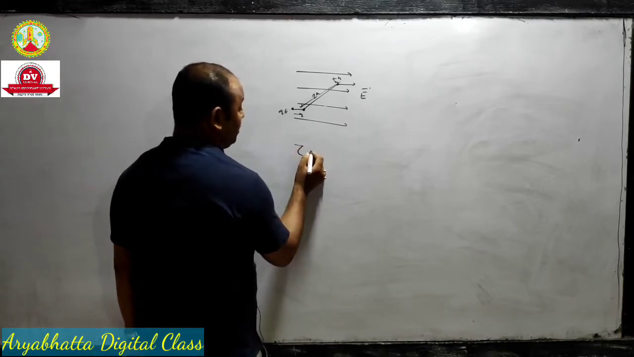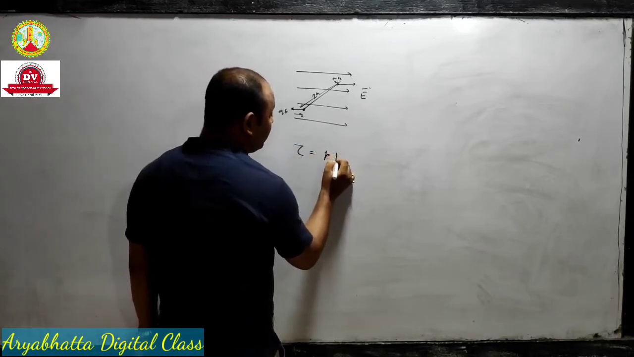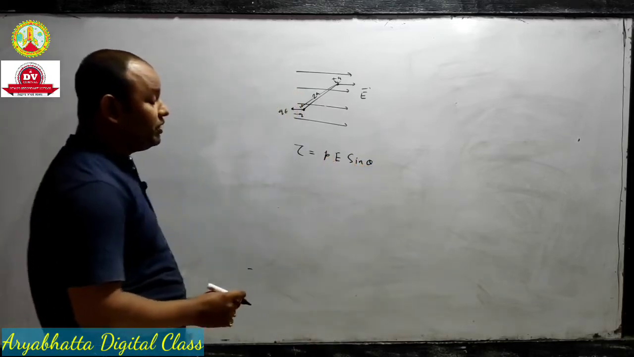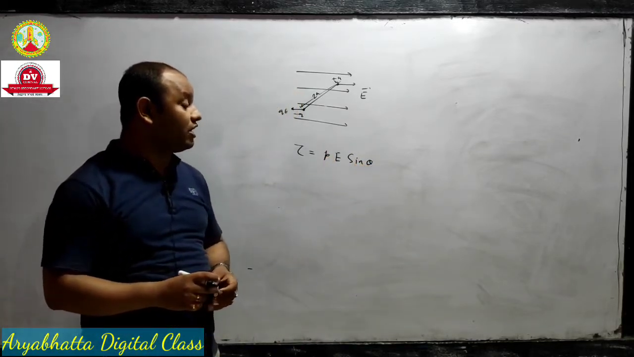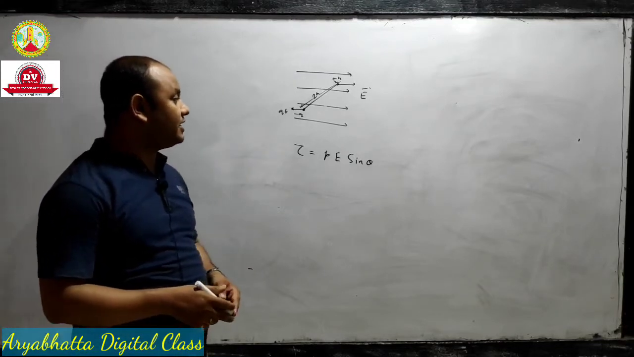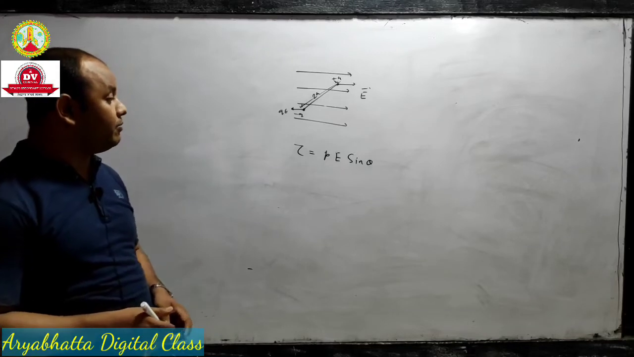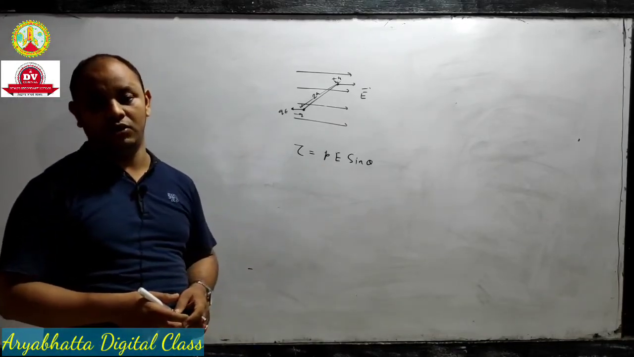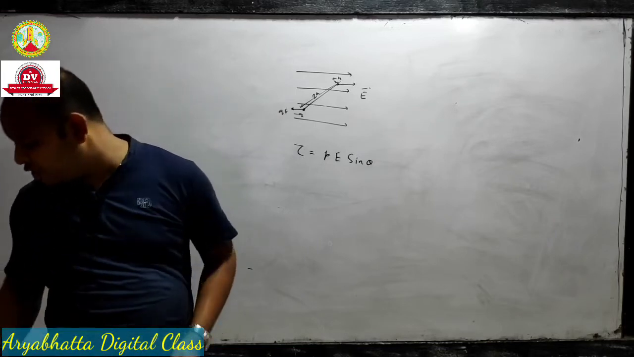The value of torque is tau equals P E sin theta. What is P? P is the dipole moment of the electric dipole, E is the value of the electric field, and theta is the angle between the electric field E and the dipole moment P. So let us do a numerical.